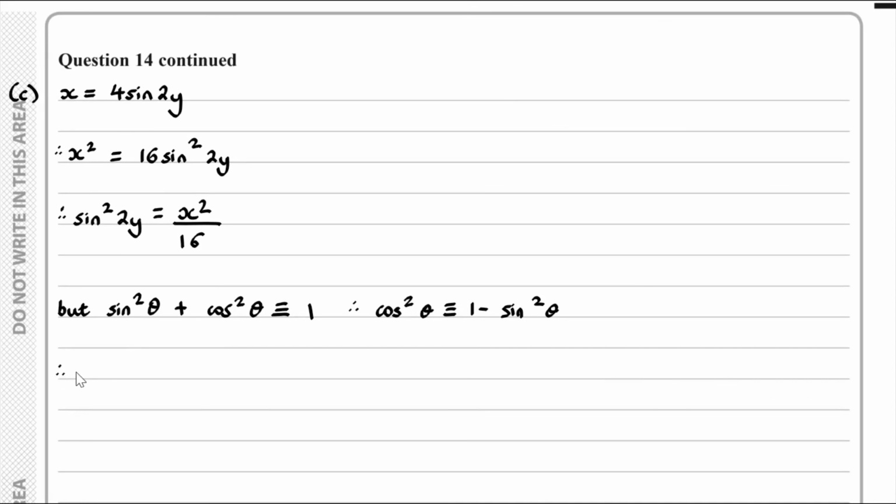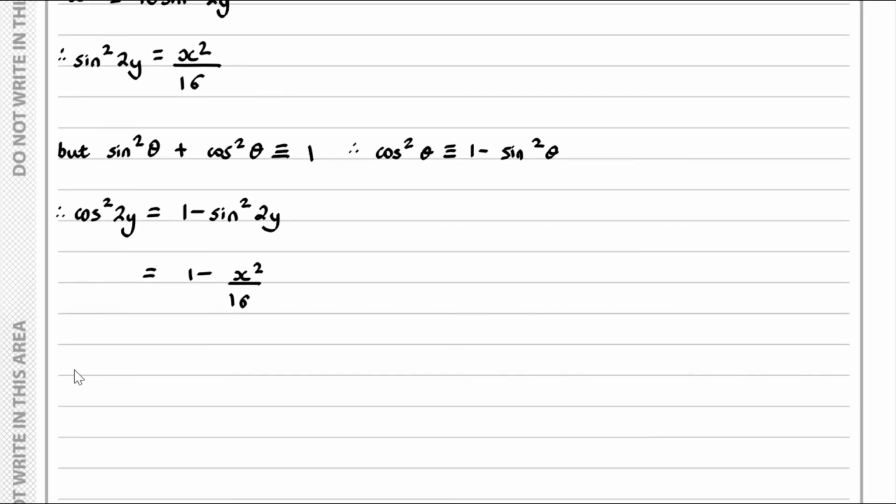So in other words, cos squared 2y is equal to 1 minus sine squared 2y. And we know what sine squared 2y is, that's x squared over 16. So this is the same as 1 minus x squared over 16. And therefore, we can state what cos 2y is. Cos 2y is equal to 1 minus x squared over 16, square rooted. Okay?